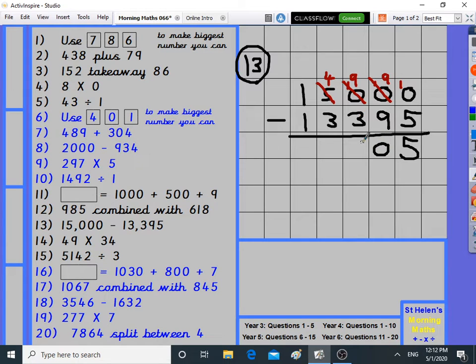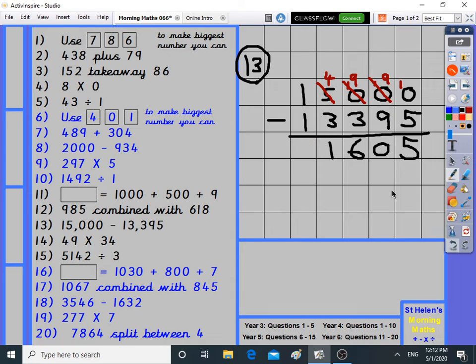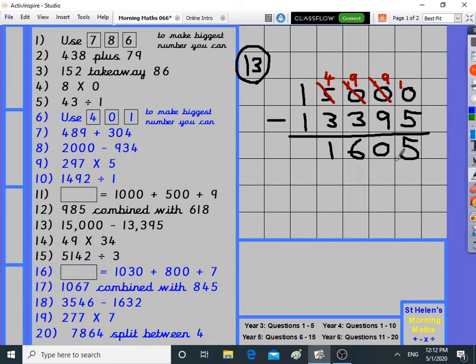9 take away 6. No, 9 take away 3 is 6. And 4 take away 3 is 1. 1 take away 1 is 0. You don't have to write that 0, do you? It's 1,605. In date form, 1605.